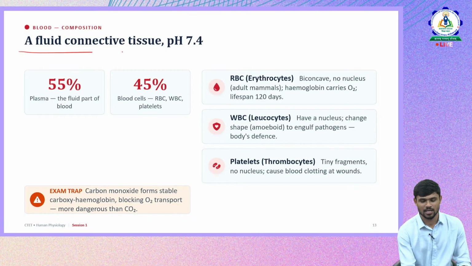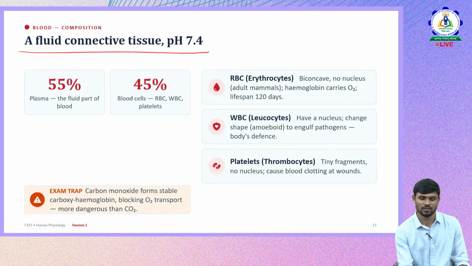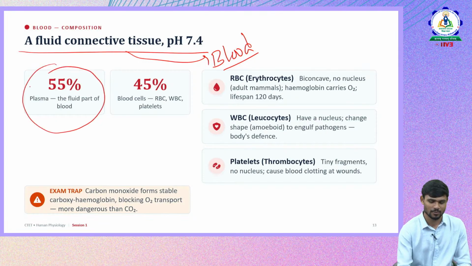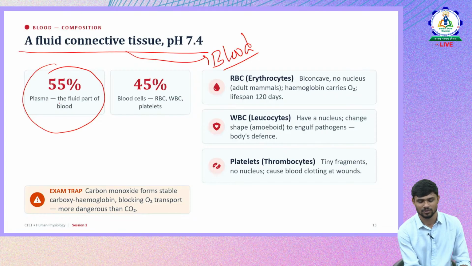Then let us understand the fluid connective tissue. What is the fluid connective tissue? The blood itself, with pH 7.4. In the blood, 55% is the fluid part, which consists of plasma, whereas 45% consists of blood cells.